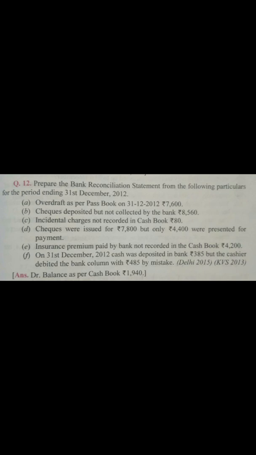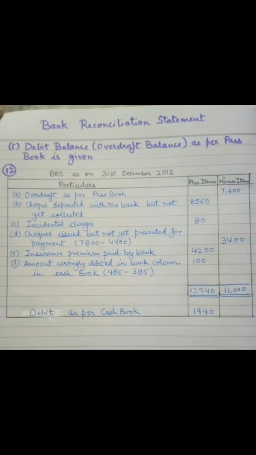The F1, on 31st December 2012, cash was deposited in the bank for rupees 385, but the cashier debited the bank column with rupees 485 by mistake. So there is a mistake of 100 rupees. You can see in F1 in particulars that amount wrongly debited in the bank column in the cash book. So the difference amount has to be mentioned in the plus column.